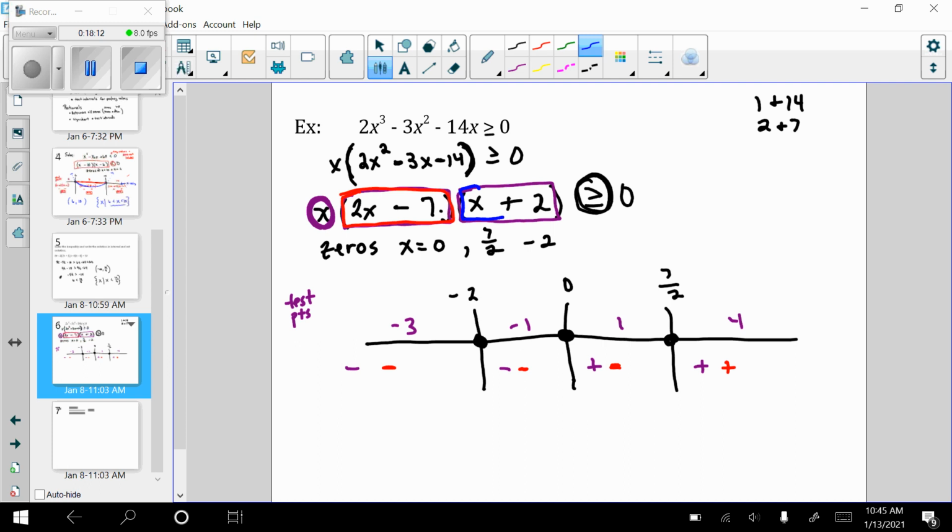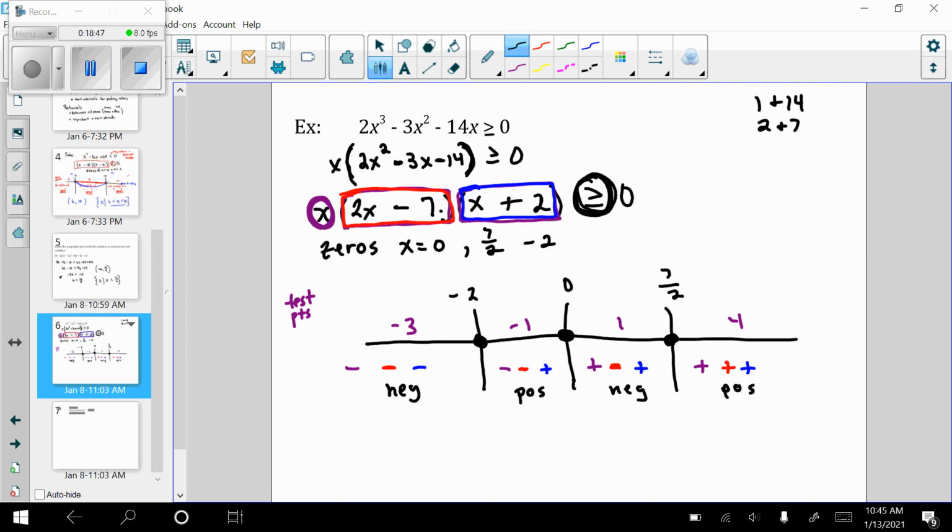Okay, so now I'm taking those 4 values and I'm plugging them into x plus 2. So negative 3 plus 2, that's going to be a negative value. Negative 1 plus 2, that's positive. 1 plus 2 is positive. And 4 plus 2 is positive. So then if I go back and I take negative times negative times negative, I get negative values in that interval. Here I get positive. Here I get negative. And here I get positive.